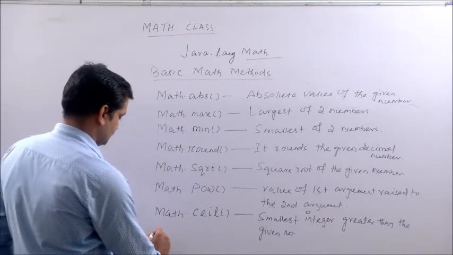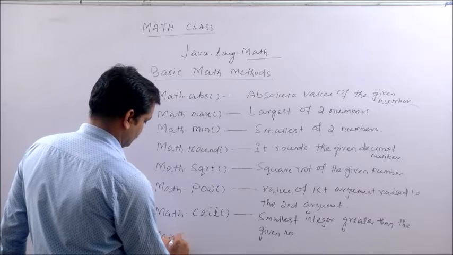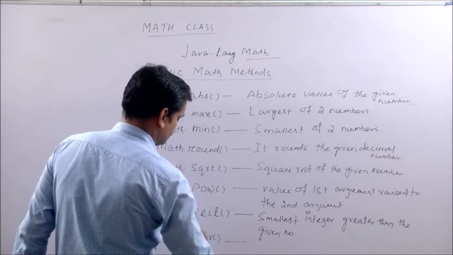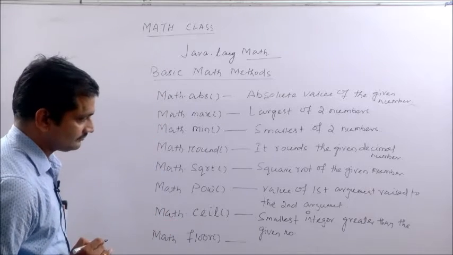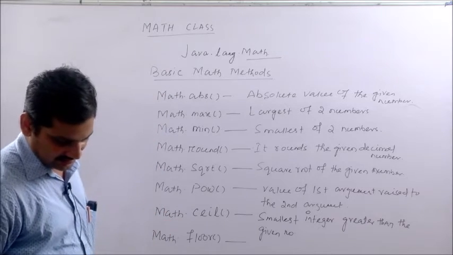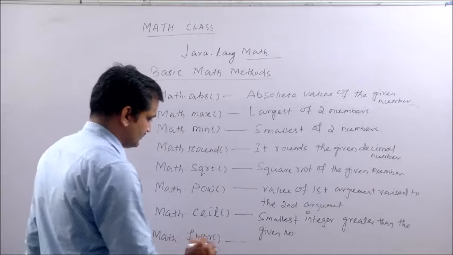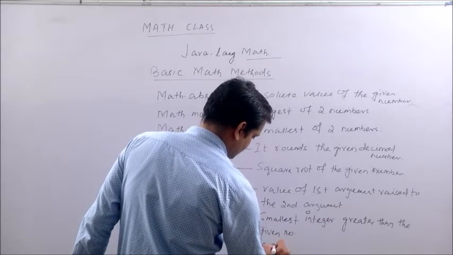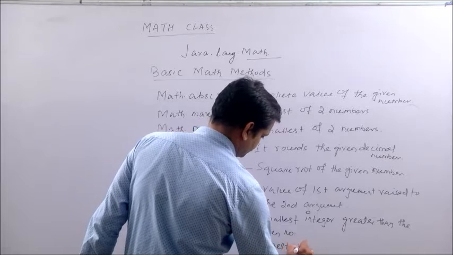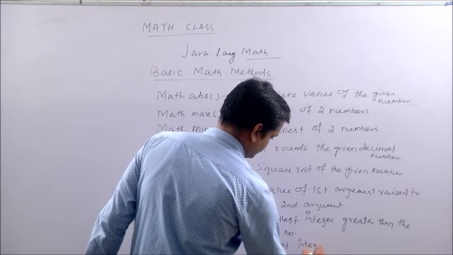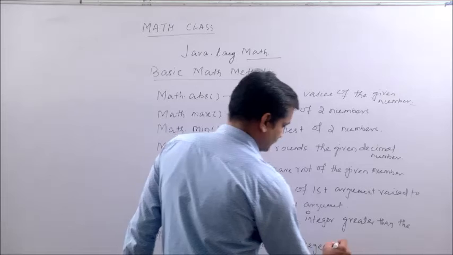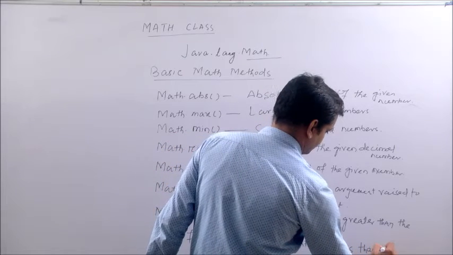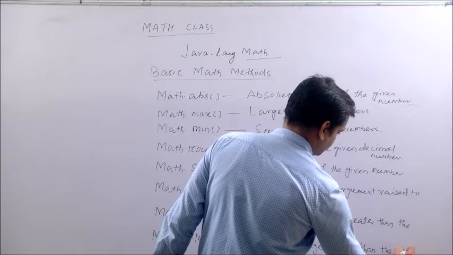Similarly, there is a method floor, Math.floor. This gives the largest integer less than the given number.